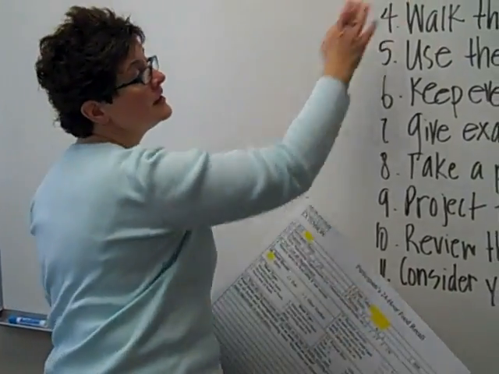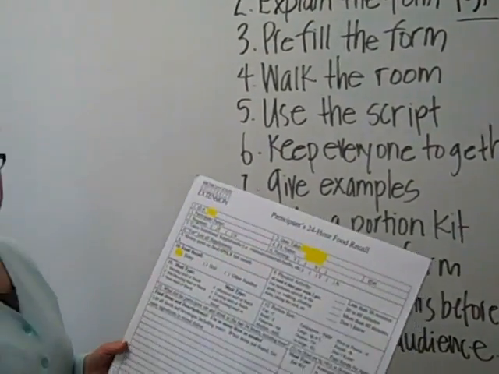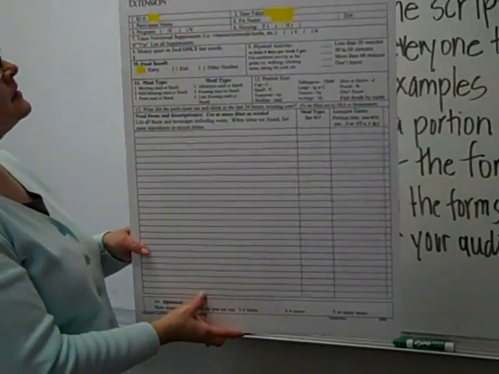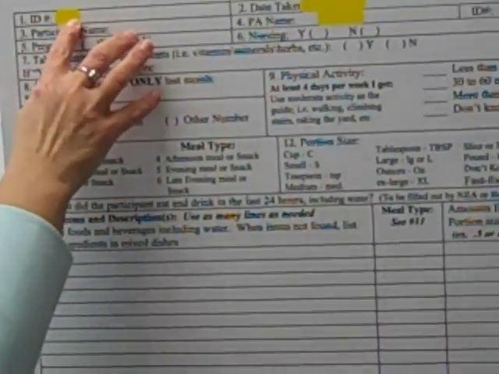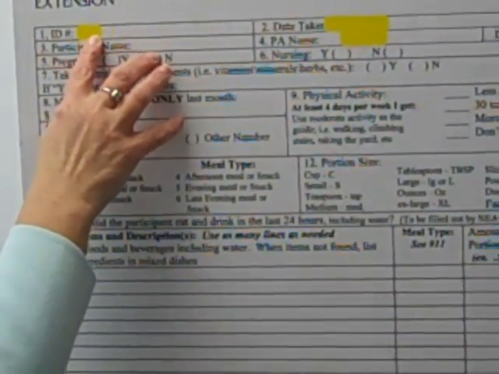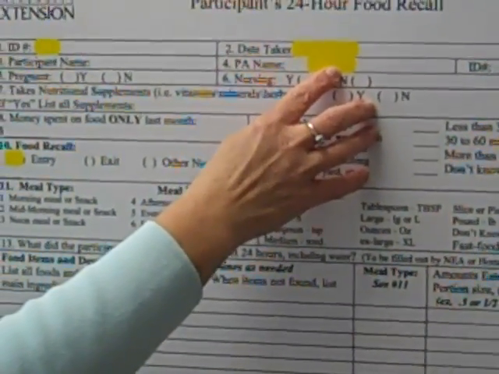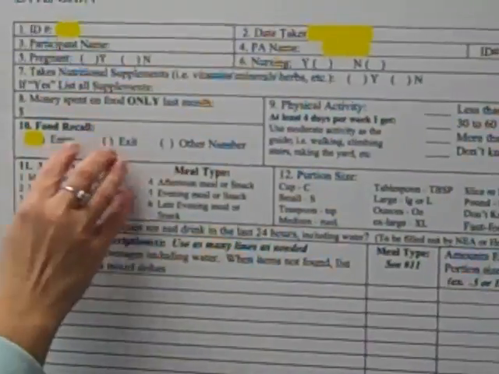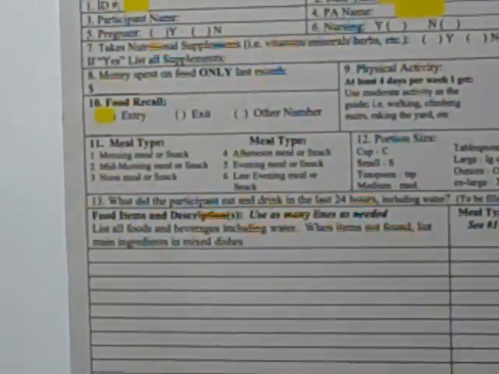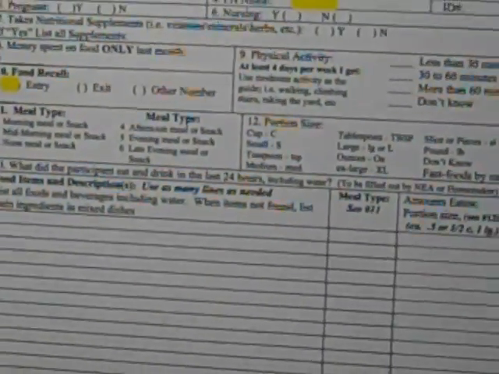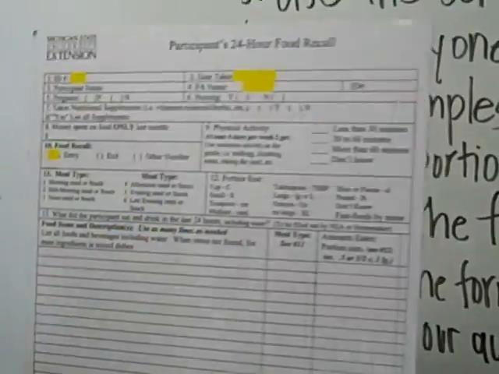Oh, another thing is pre-filling the form, because you're going to find with the food recall, if you're not experienced, minutes count. So before we go into a group to do this, we always make sure that we put the ID number or name of the group, whichever you want to use, the date, the person's name who's doing the food recall, and then we check whether it's entry or exit food recall. If we do that first, that's just a few less things that you have to get participants to write.